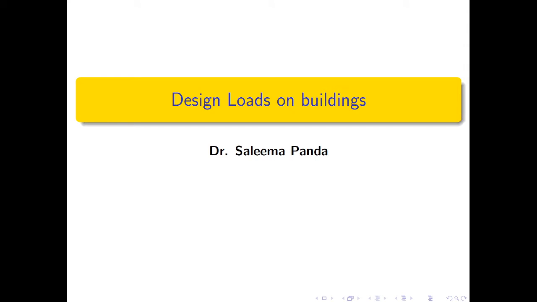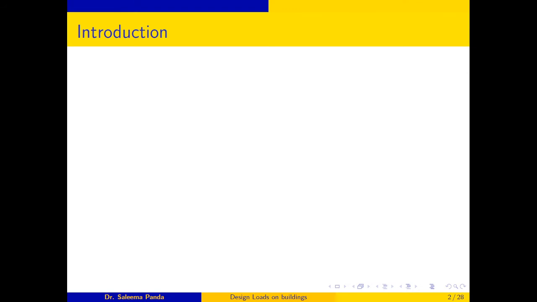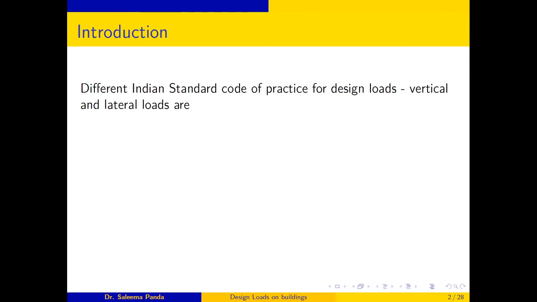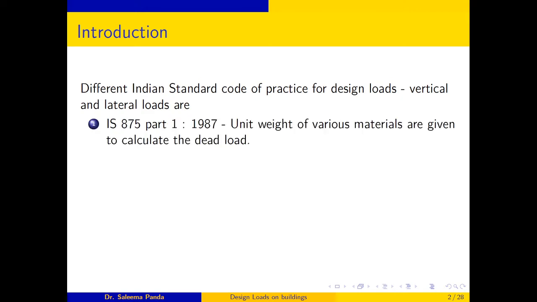In this video, I am going to discuss different design loads that act on buildings. Different Indian Standard Codes have been given for design loads, including vertical as well as lateral loads. In IS 875 Part 1, they have given the unit weights of various materials. This is useful to calculate the dead load, that means the self weight of the element or the member.